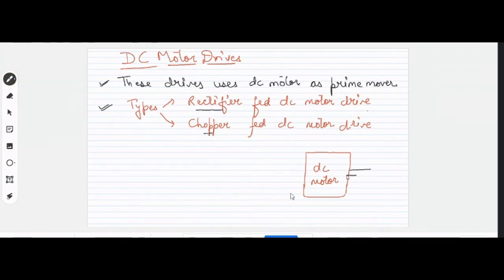I will be checking who has made this or who has not. Everybody draw a schematic diagram of a rectifier fed DC motor drive.